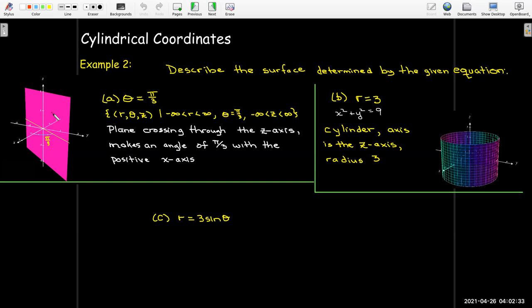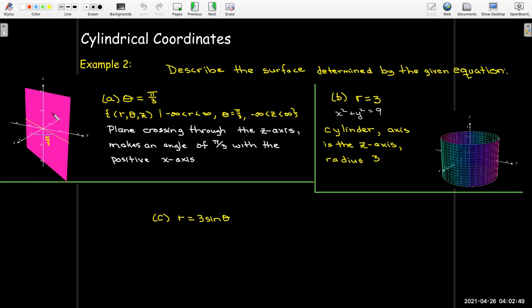Our last example is not one of the unit coordinates, because we know what z equals a constant is. Z equals constant is going to be a plane which is parallel to the xy plane. So here's something a little bit different.